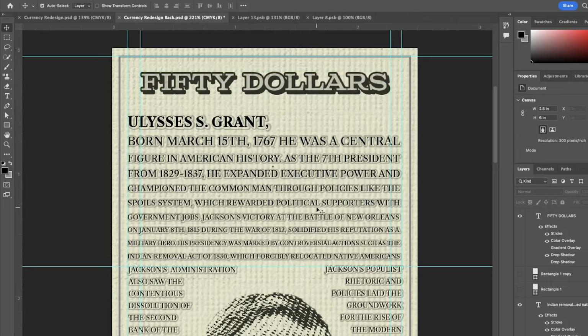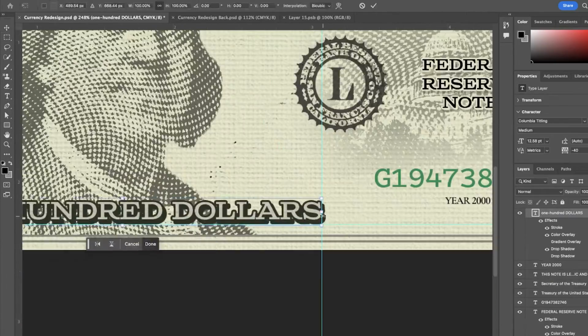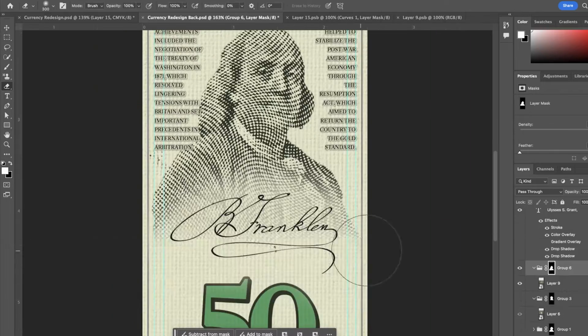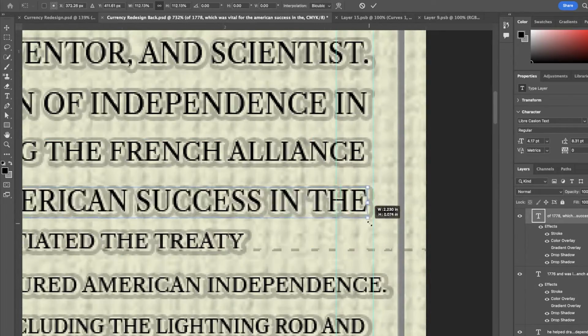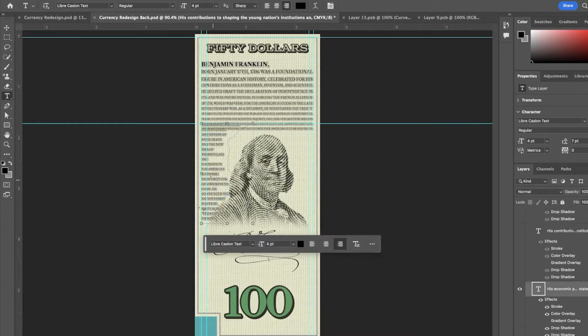Then I'd have to go in and change the 5-sentence bio from ChatGPT, go back and forth, put that on the back, and make sure the verbiage was the correct amount of space so it didn't overlap with the mask of the figure's face. And then it could run all the way down so it looked smooth and it flowed and there were no extra spaces that would make it hard to read.